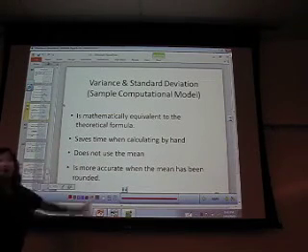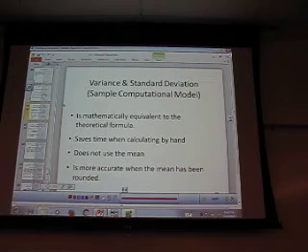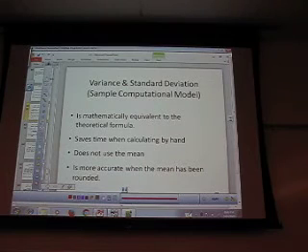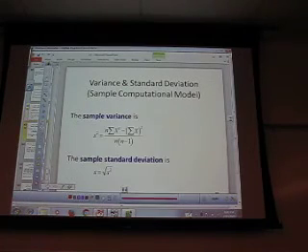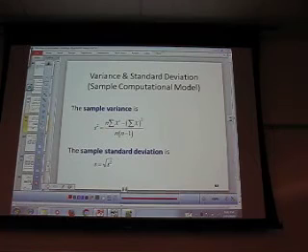So this computational model is just easier and cleaner to use. I don't like using it in general because it's not intuitive, right? You have to memorize another formula basically. It's not something you can just know. But you will need it for your homework, I believe.